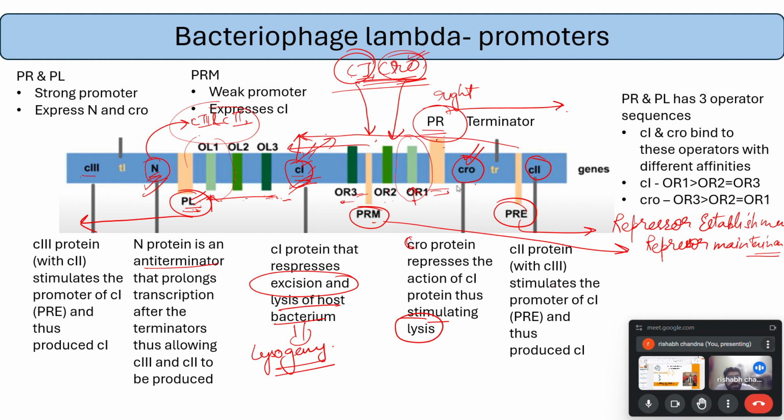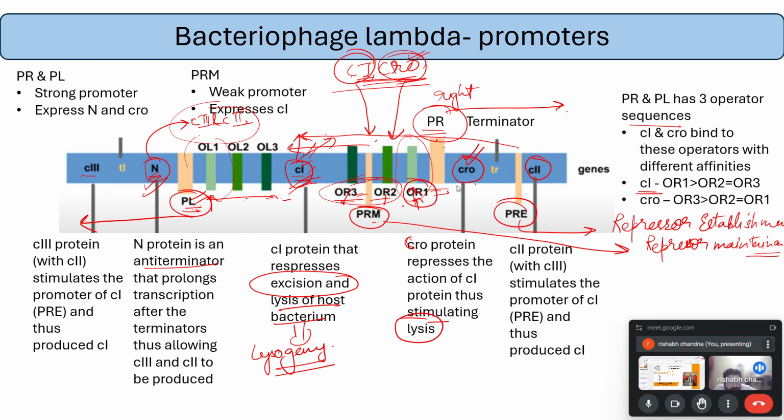Okay, so here PR and PL have three operator sequences. C1 and CRO bind to these operators with different affinities. Talking about C1, it has different affinity for OR1 as compared to OR2 and OR3. First it will bind to OR1, then it will stimulate its binding to OR2 and OR3. That has different functions, we'll talk about it later.